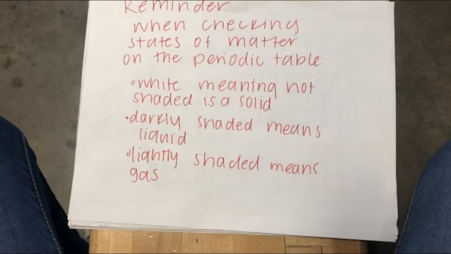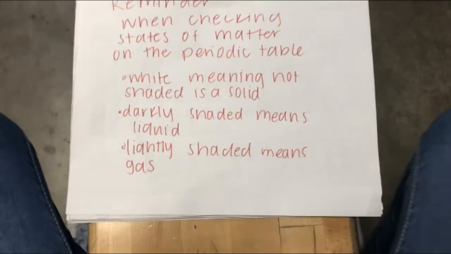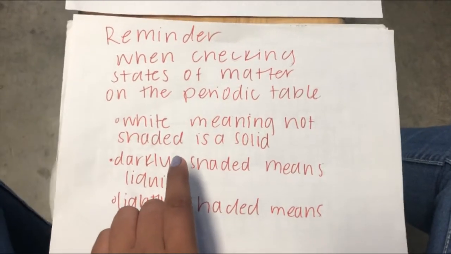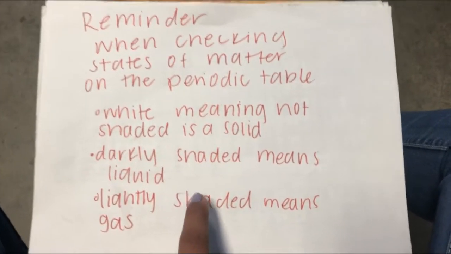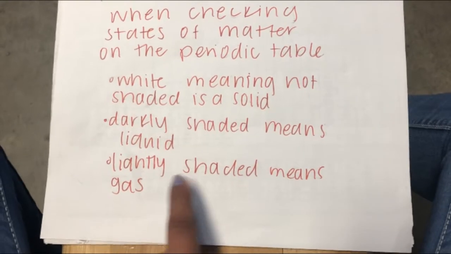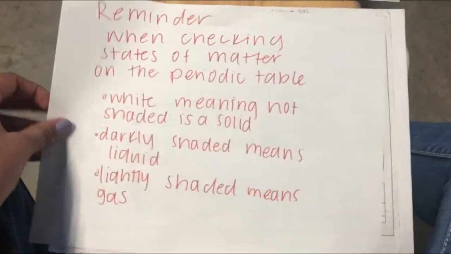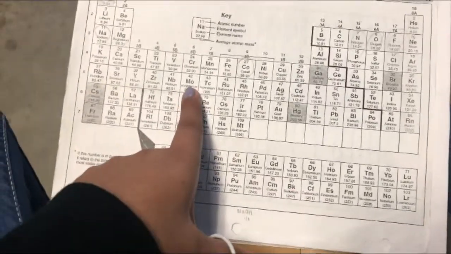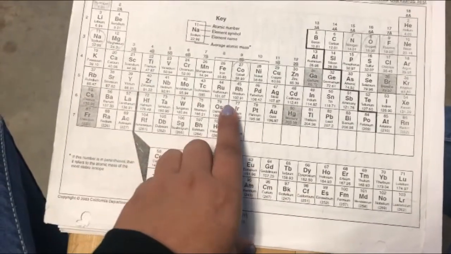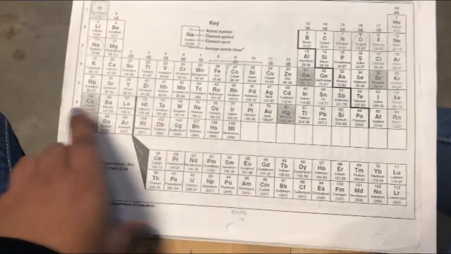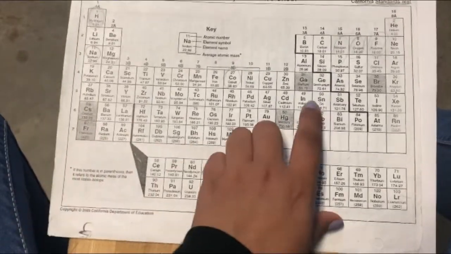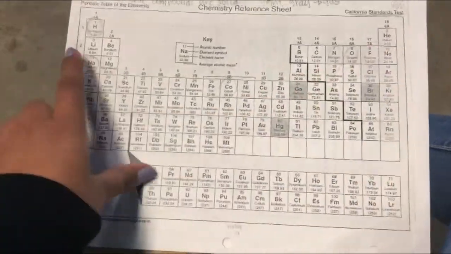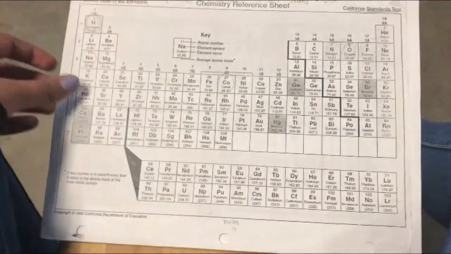To determine the states of matter on the periodic table, it's key to have this reminder. White means that it's a solid, darkly shaded means that it's a liquid, and lightly shaded means that it's a gas. So when looking at the periodic table, the white elements are solids, the darkly shaded ones, like these, are liquids, and then these right here, the lightly shaded ones, including hydrogen, are gases.